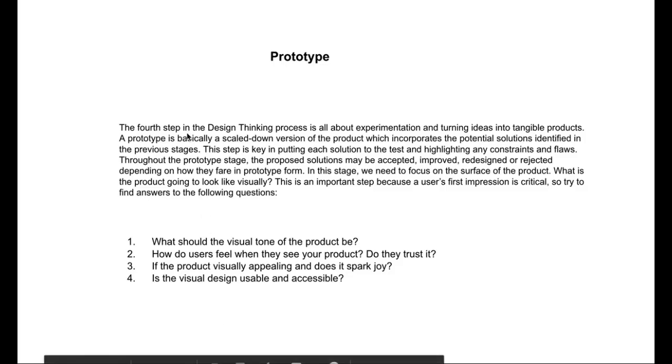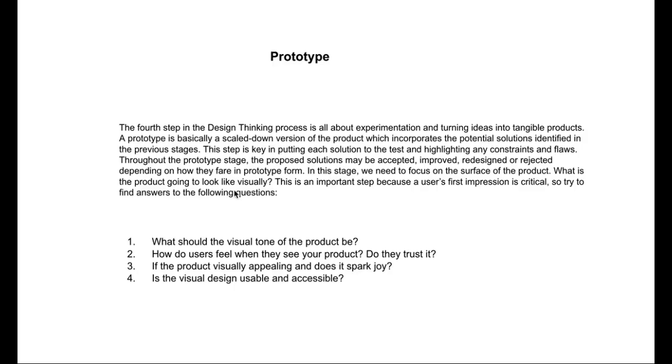Prototyping. This is the fourth phase in the design thinking process, and it's all about experimentation and turning ideas into tangible products. A prototype is basically a scaled-down version of the product which incorporates the potential solutions identified in the previous stages. This step is key in putting each solution to the test and highlighting any constraints and flaws. Throughout the prototype stage, the proposed solutions may be accepted, improved, redesigned, or rejected, depending on how they fare in prototype form. In this stage, we need to focus on the surface of the product.